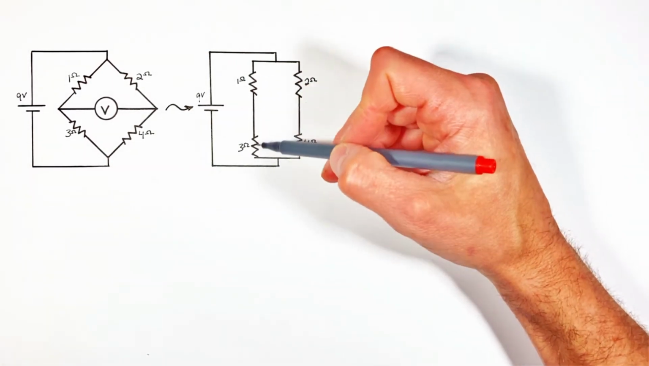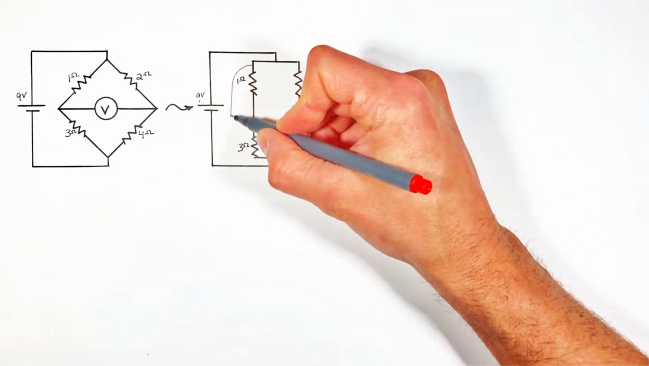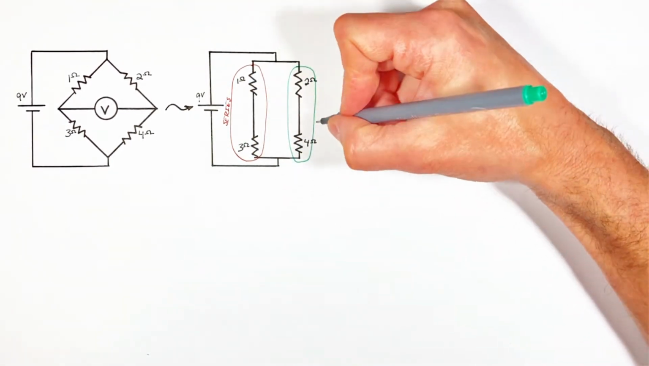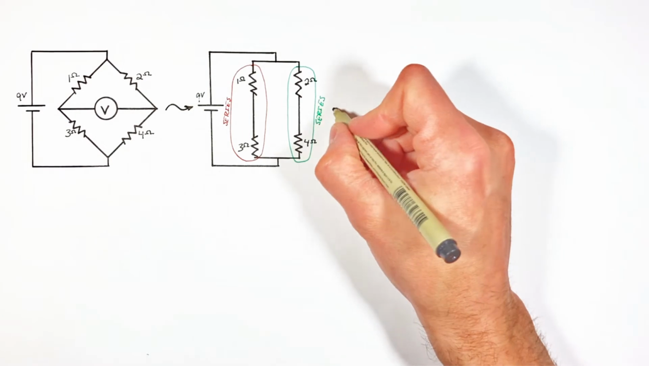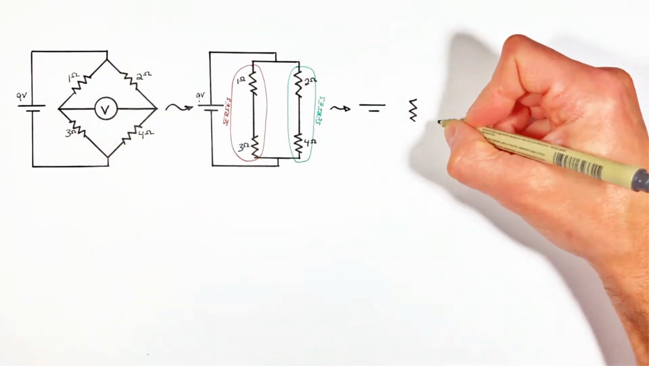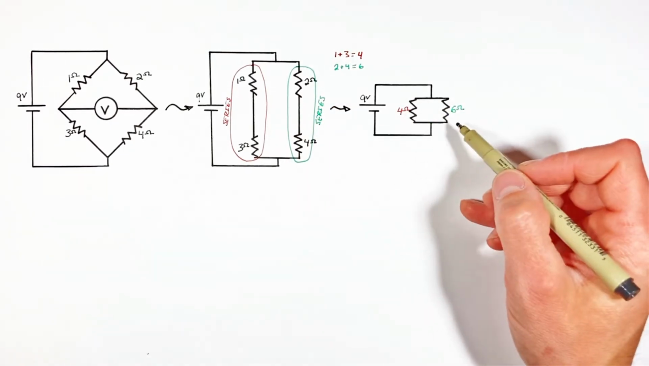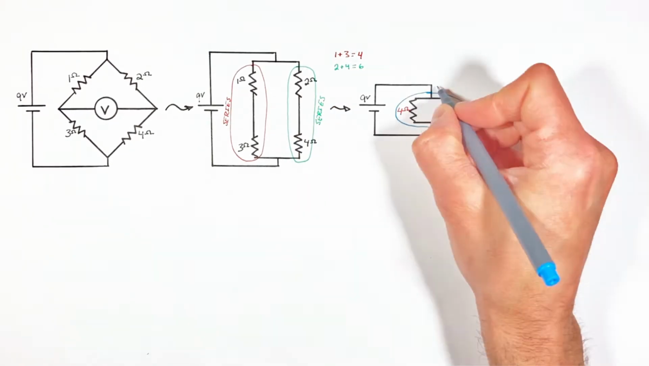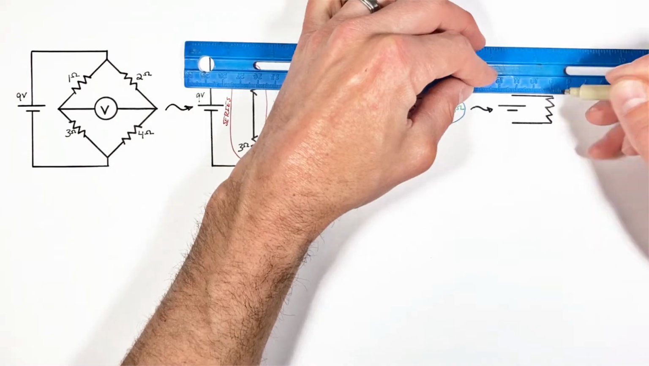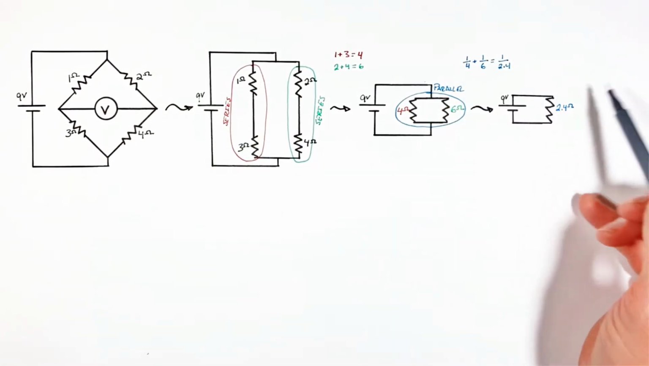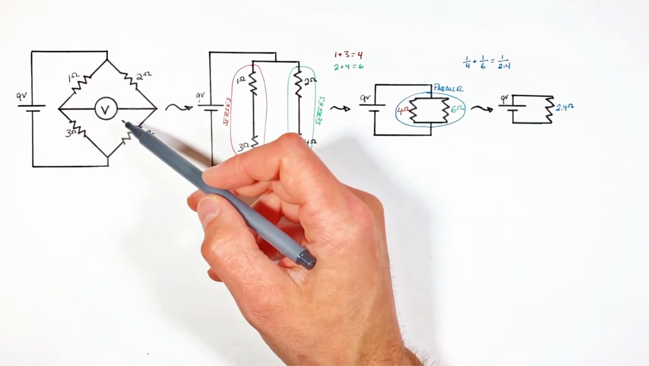So first you'll notice these two resistors are in series, as are these two resistors, which means this circuit will reduce down to this, a simple parallel circuit, which we can reduce farther down to this, a simple circuit with the equivalent resistance of our original Wheatstone bridge.